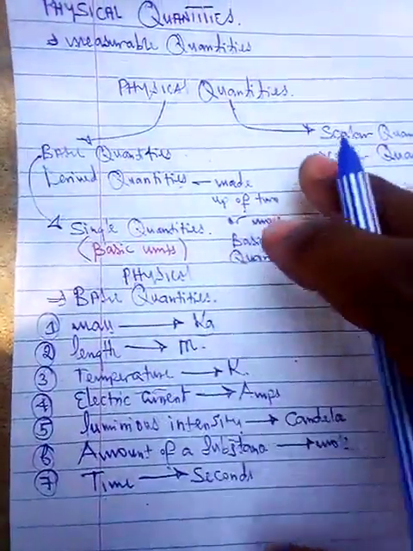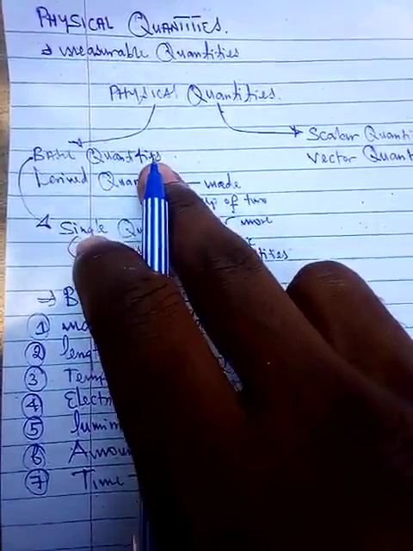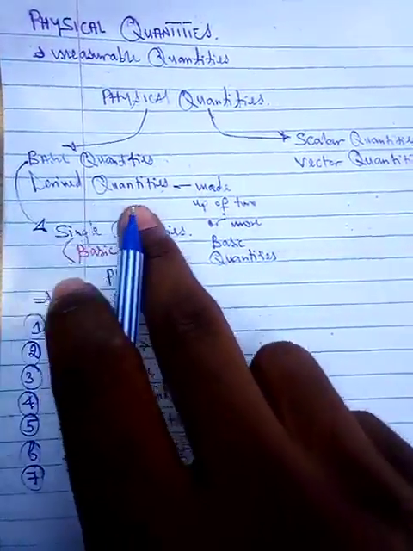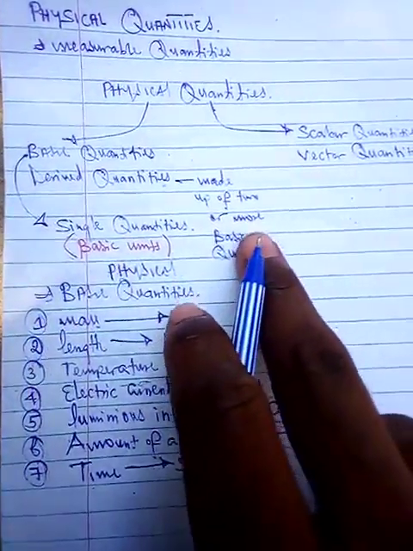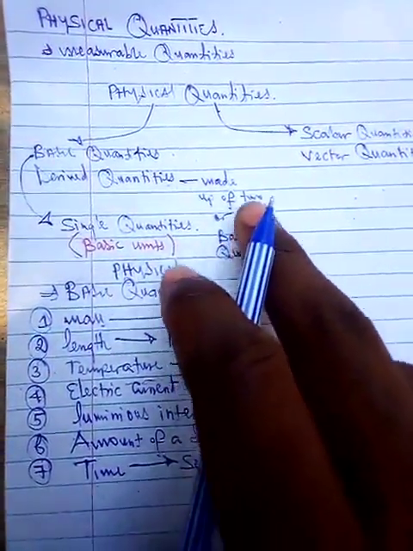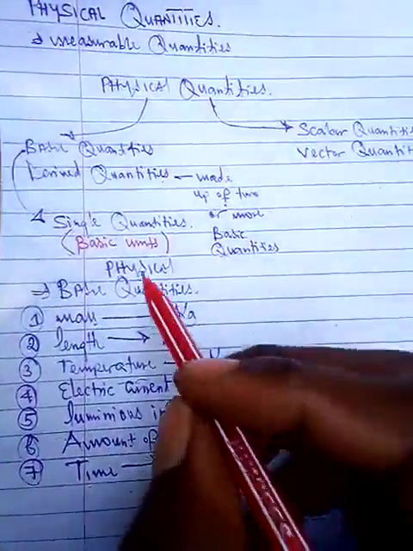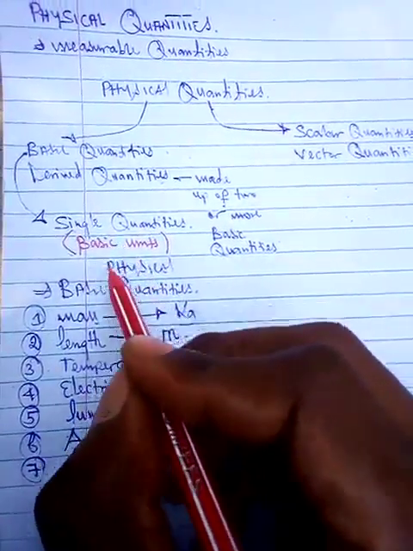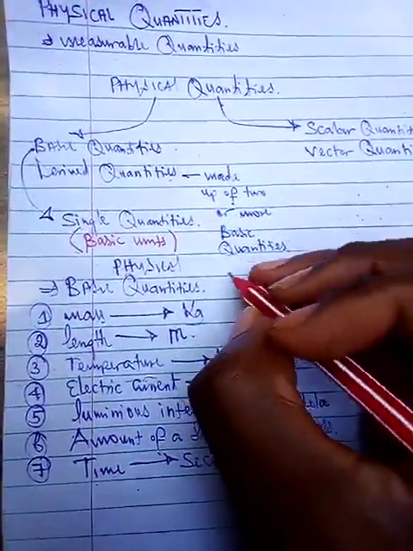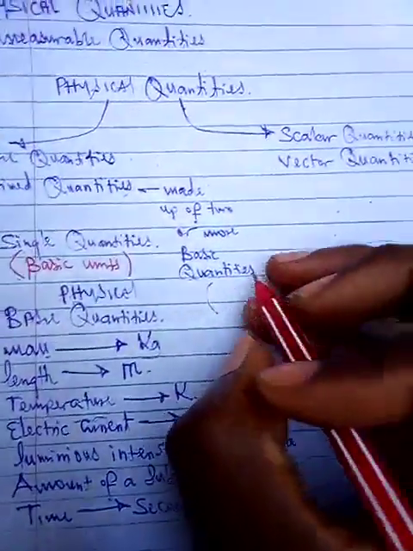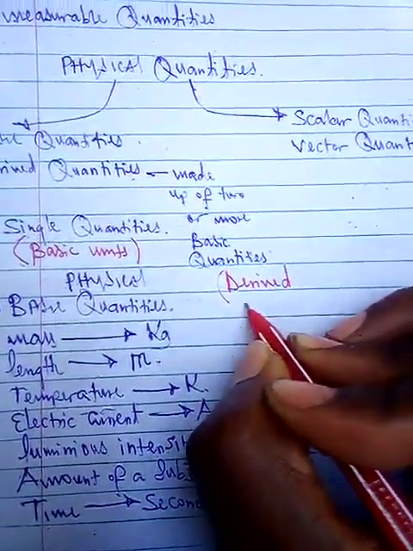So physical quantities can be expressed in terms of basic quantities or derived quantities. Basic quantities are just single quantities. These are derived quantities, and these derived quantities are made up of 2 or more basic quantities. Single quantities are normally characterized by basic units. Derived quantities, on the other hand, are characterized by something which I might call derived units.